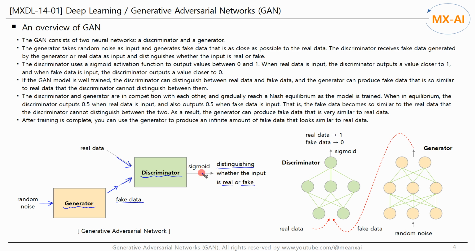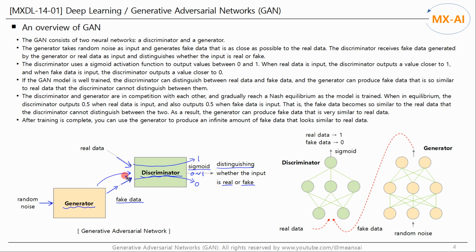The discriminator uses a sigmoid activation function to output values between 0 and 1. When real data is input, the discriminator outputs a value closer to 1. And when fake data is input, the discriminator outputs a value closer to 0. If the GAN model is well trained, the discriminator tries to distinguish between real data and fake data, and the generator can produce fake data that is so similar to real data that the discriminator cannot distinguish between them.